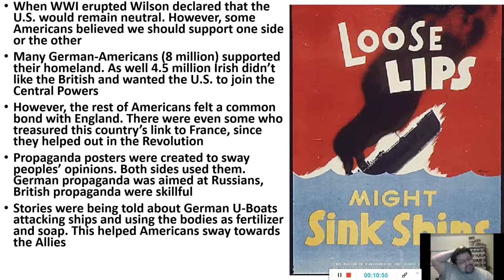Now, both sides used this, the Central Powers and the Allies. They used propaganda posters. The German propaganda posters really aimed at Russians, making them look horrible and evil. They would show them about to kill a mother and her child, who is just holding the child and scared. They would show them as barbarians, destroying towns, burning them, things like that.